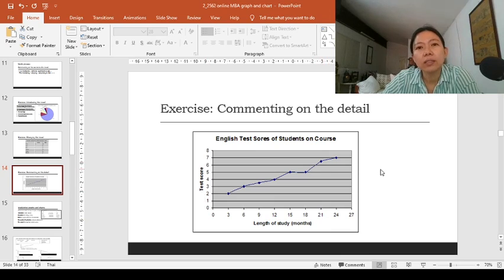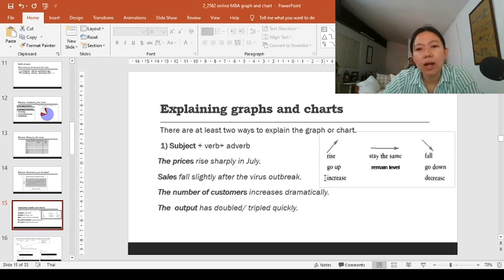So these are the useful expressions that you can use when you talk about a visual aid. So in the next video, we are going to explain graphs and charts properly. So see you in the next video, and thank you.